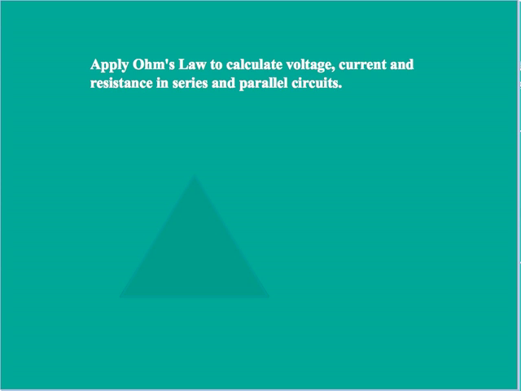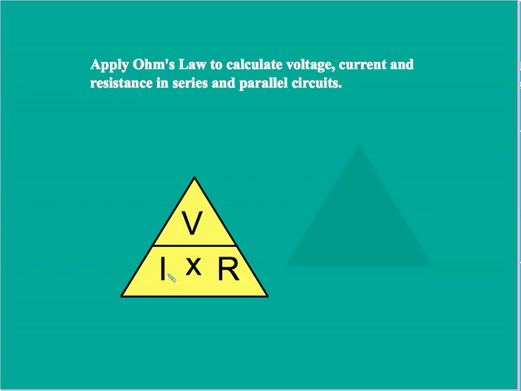Today we apply Ohm's law to calculate voltage, current, and resistance in series and parallel circuits. Voltage is equal to the current I measured in amps multiplied by the resistance R in ohms, and from this relationship we can also get that the current I is equal to the voltage V divided by the resistance R, and that the resistance R is equal to the voltage V divided by the current I.